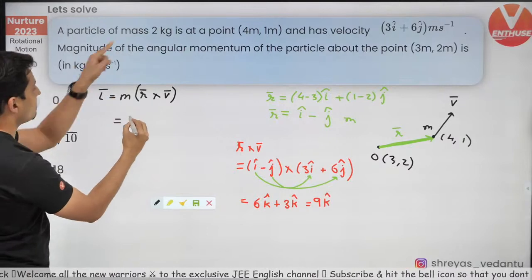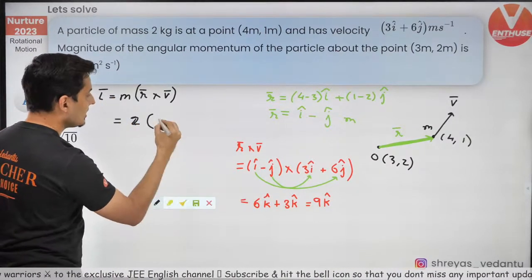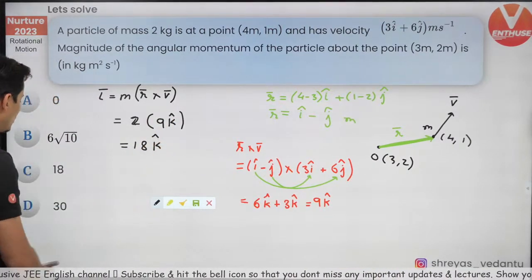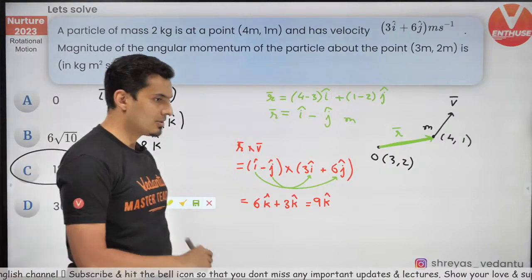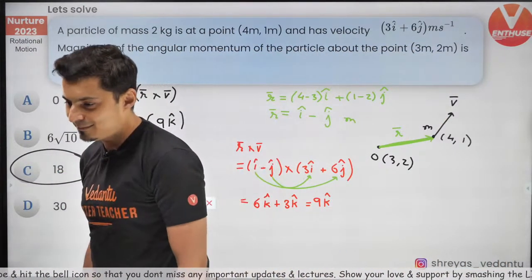So how much is the mass? Mass is 2. And 2 into how much? 9 k cap, which is nothing but 18 k cap. So where is 18? 18 is there as option C. Done, done, done. Very good.